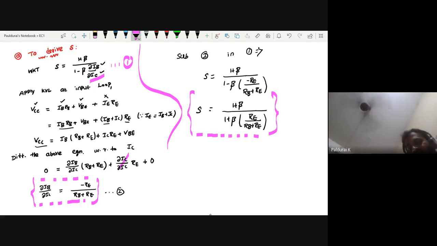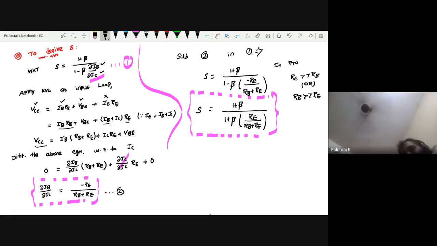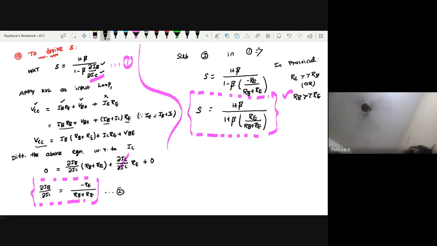Now, what is the approximation here? Anyone? What is the relation between RB and RE? In practice, is RE very much greater than RB, or RB very much greater than RE? RB is very much greater than RE, sir. Why? Justify. The base current is in microamps. Yeah, thank you. So you know IB is always in terms of microamps, and IE is almost equal to IC.